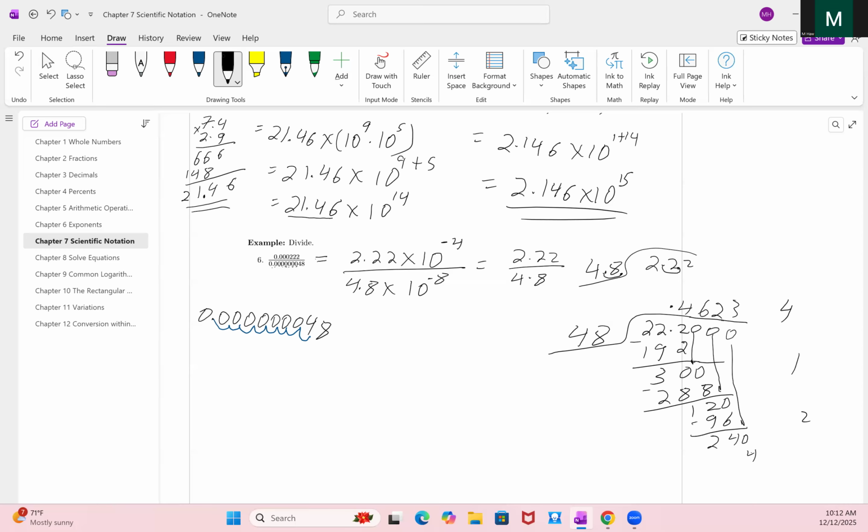Now, over here, why do we subtract? You subtract if you have, for example, x to the power of a over x to the power of b. This is equal to x to the power of a minus b. So this is what we did here.